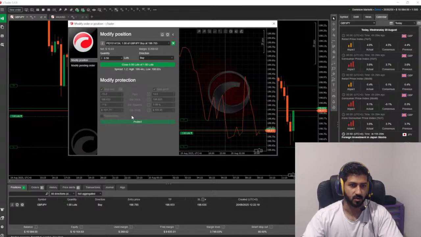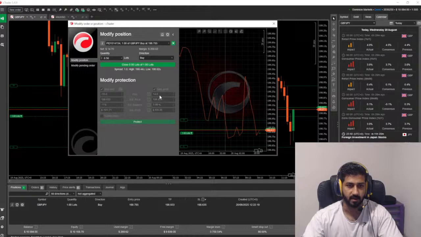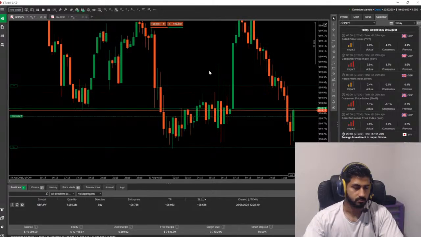And if I also want to protect my position, I can trail the stop loss, and I can trail my take profit as well. So that's very neat on cTrader. We're currently in profits, so we'll continue to let this ride. $53.